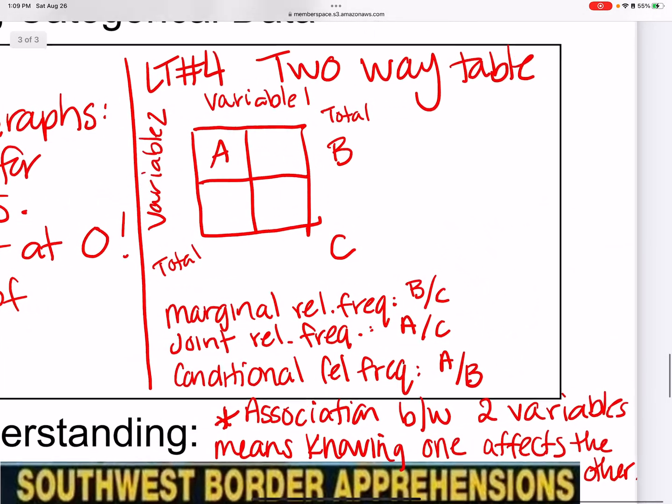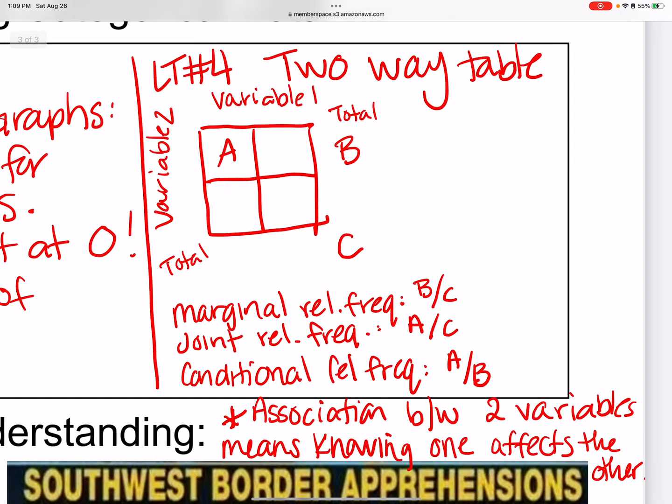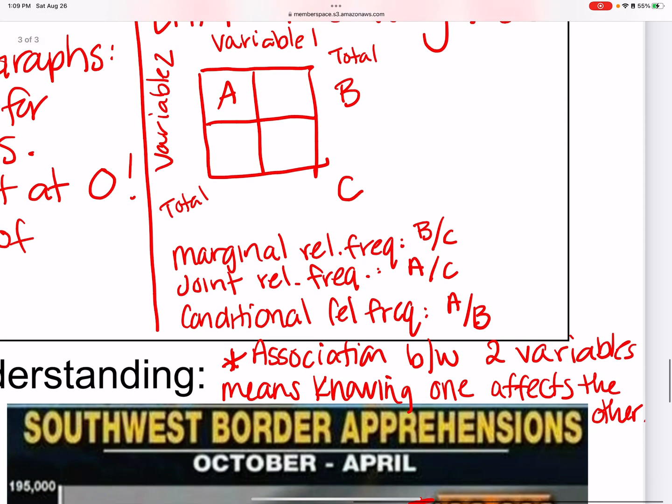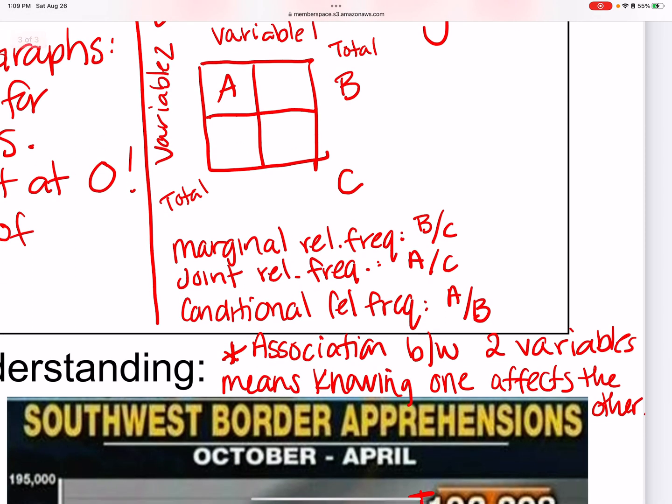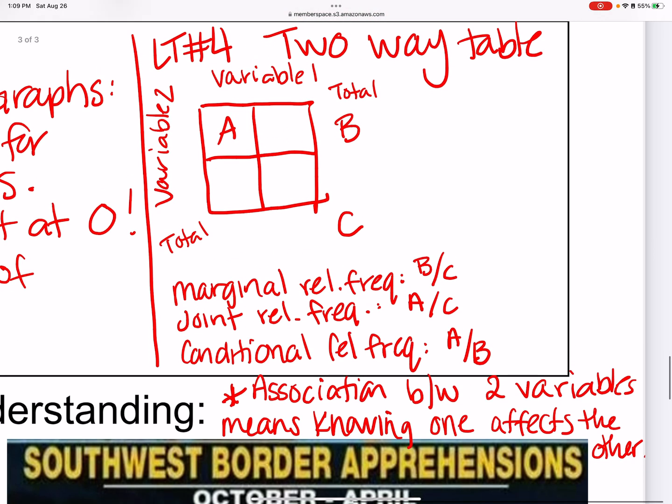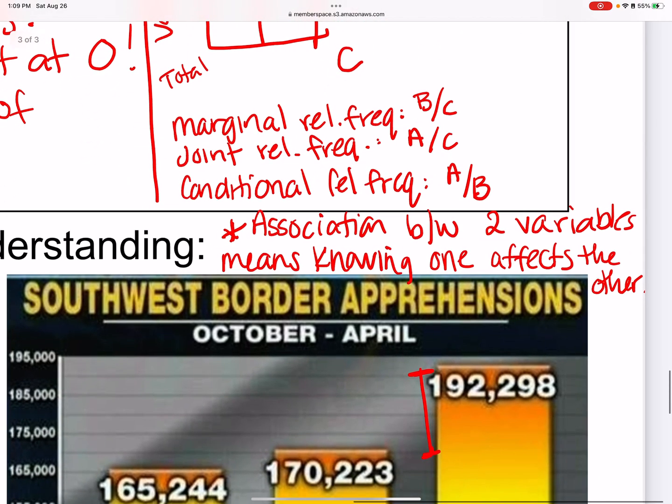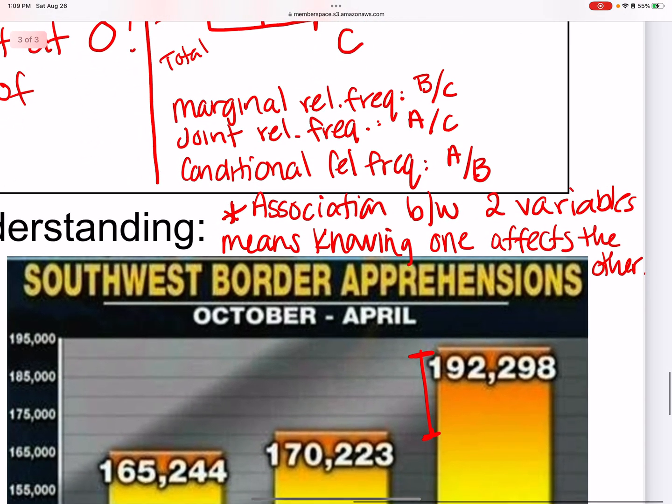And then this is called a two-way table, variable 1 and variable 2, and the marginal relative frequency is exactly what I just explained, all of those in the margin. This particular one is an example of marginal relative frequency, because of course you could have the total on the other ones. Joint is when they're both overlapping, and conditional is when I have one condition and the denominator is just of that condition. And remember, association between variables is when you have two variables and knowing one affects the other.